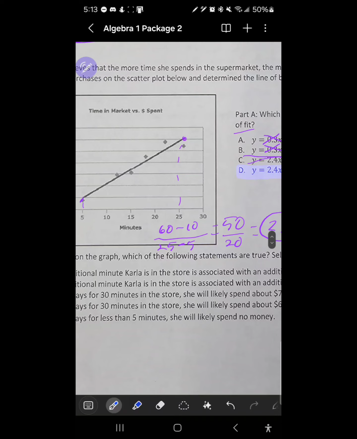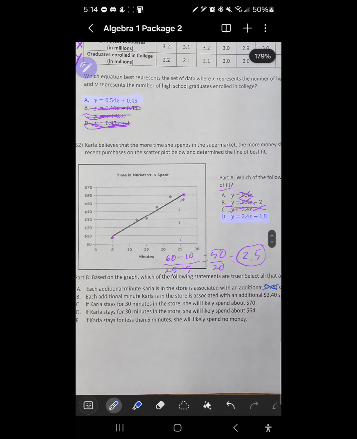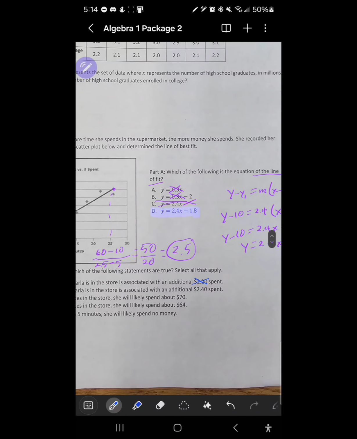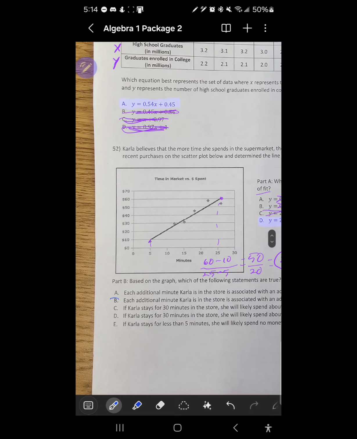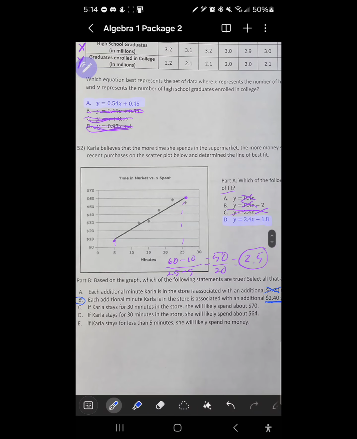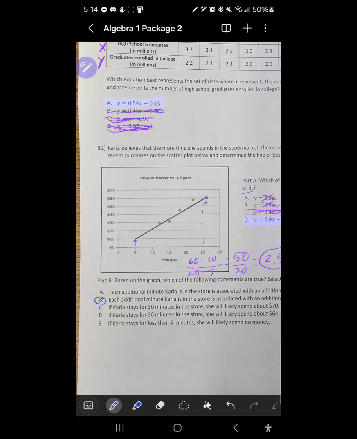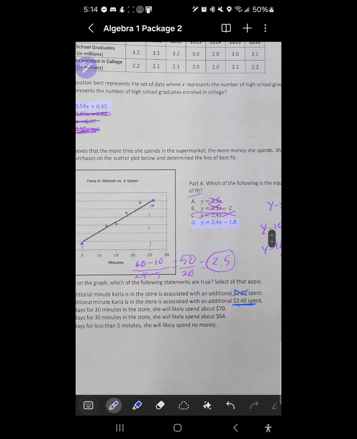But part B says that each additional minute in the store is associated with an additional 2.4 spent, which is actually true because 2.4 is our slope. So this is true. Now, if Carla stays for 30 minutes in the store, she will likely spend about $70.